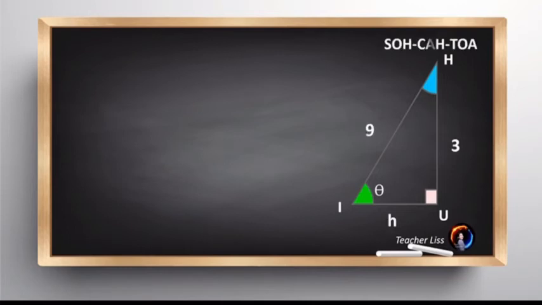Now let me try another example using the reciprocal of sine. Let's have a different triangle here. Triangle I hate you, that's IHU. And look at the opposite side for theta, which is 3. Our adjacent is the lowercase h, and the hypotenuse is 9. Just remember your mnemonic pattern, SOHCAHTOA.